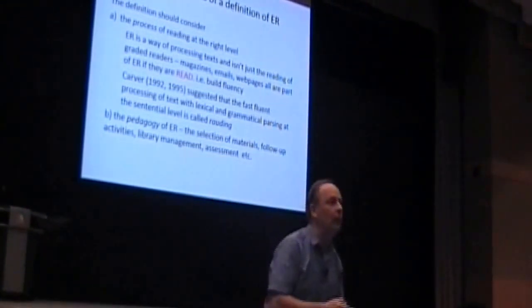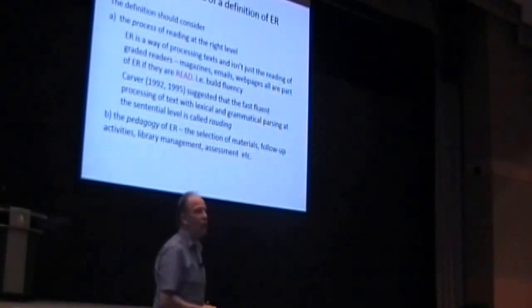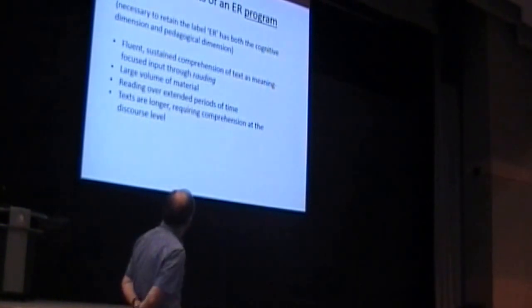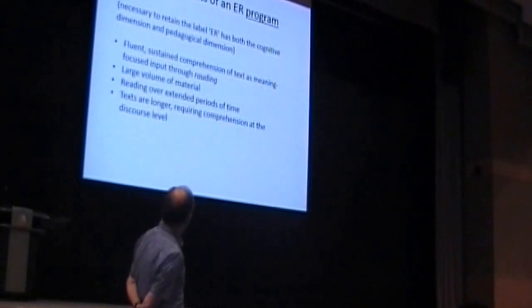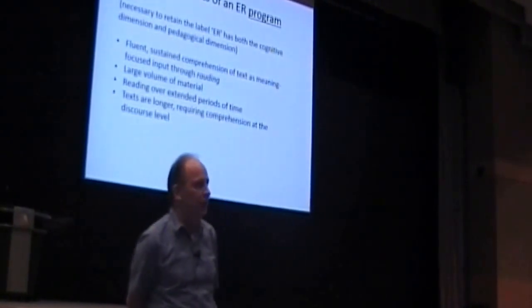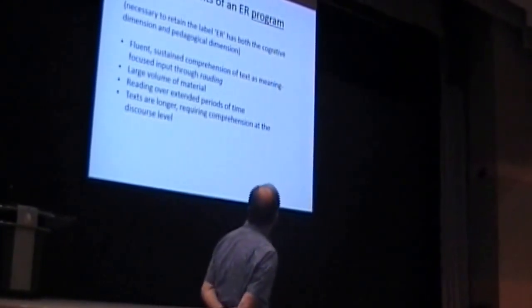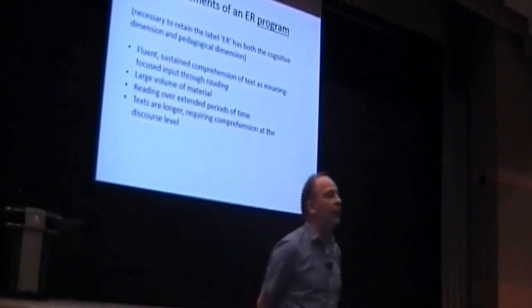But the pedagogy of extensive reading is another dimension of that. It's a completely different dimension. So the core elements of an ER program necessary to maintain the label extensive reading are both the cognitive dimension and pedagogical dimensions. There are two separate dimensions. I would suggest that a fluent, sustained comprehension of text, meaning meaning-focused input through rauding, would mean that you're doing extensive reading.